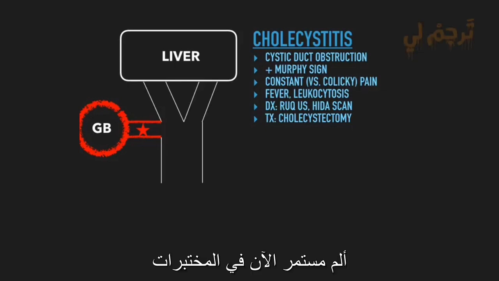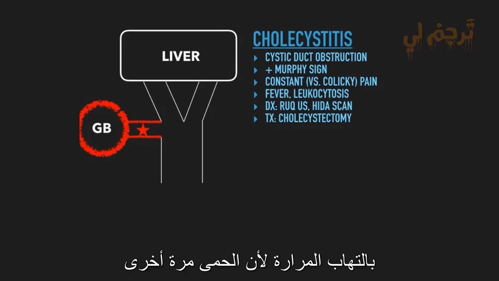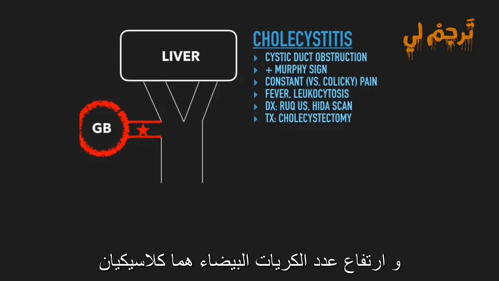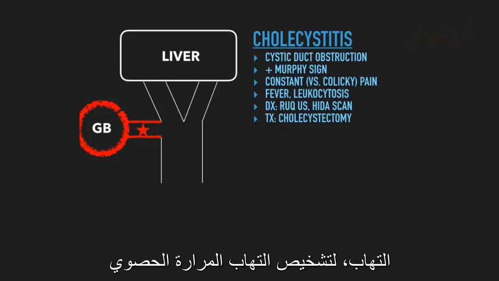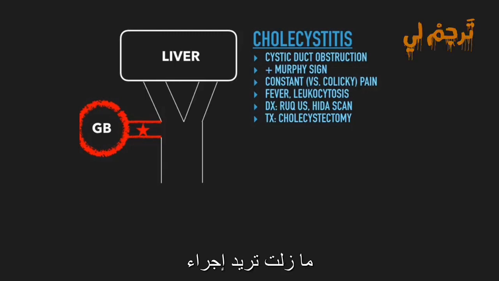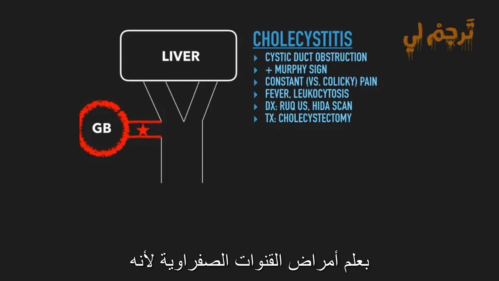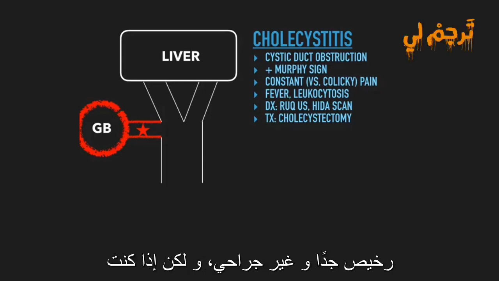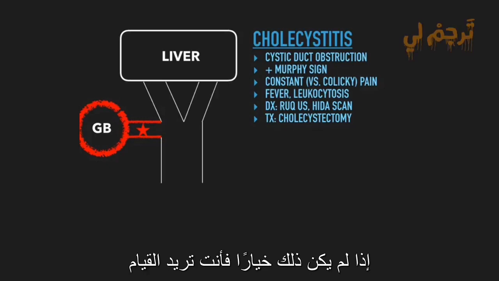Now, on labs, they'll give you a fever and a leukocytosis. So if you see an elevated white count and a fever, you have cholecystitis, because again, fever and an elevated white count is classic for inflammation, and cholecystitis is inflammation. To diagnose cholecystitis, you still want to do a right upper quadrant ultrasound. Again, that should be your first line guess when it comes to biliary pathology because it's so cheap and non-invasive.